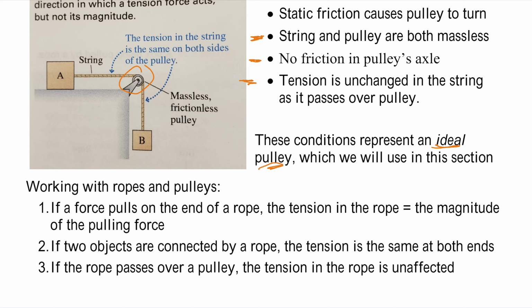So we're going to have a tension in the rope. The tension in the rope might be here, and this tension right here equals the magnitude of the pulling force, and the magnitude of the pulling force in this picture would be like the mg of the box B there. The two objects are connected by a rope, so the tension is the same at both ends, just like we were talking about with everything being horizontal. And then the rope passes over the pulley. The tension in the rope is unaffected because it's an ideal pulley.